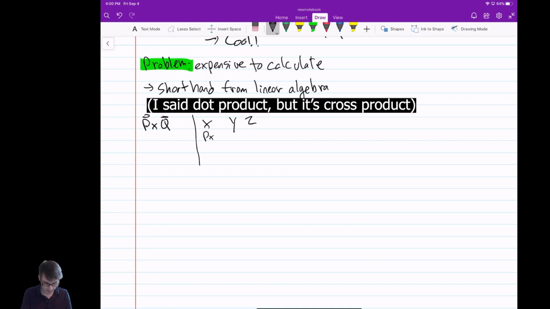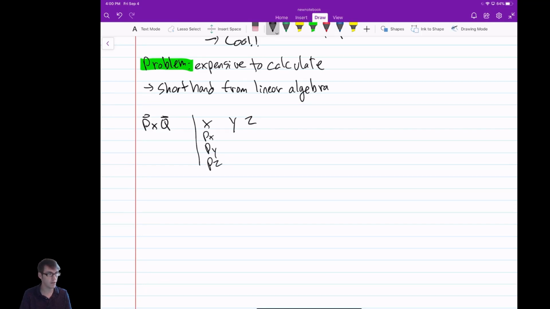And if I have px, py, pz. Hold on a second. Yeah, that's wrong. Let's try that again. Aha. Px, qx, py, qy. I don't know why I'm struggling with this one. Pz, qz. There we go.